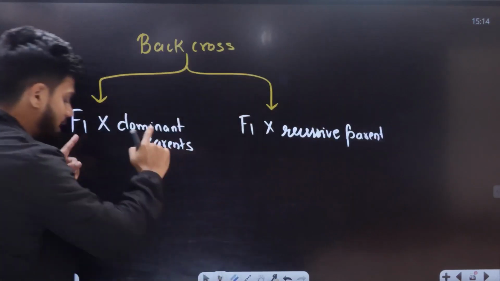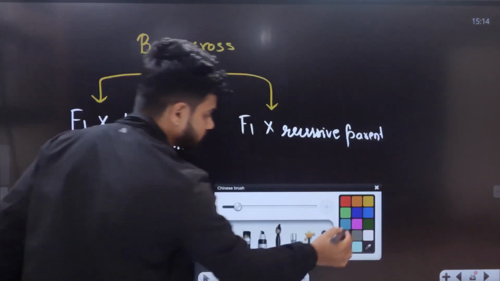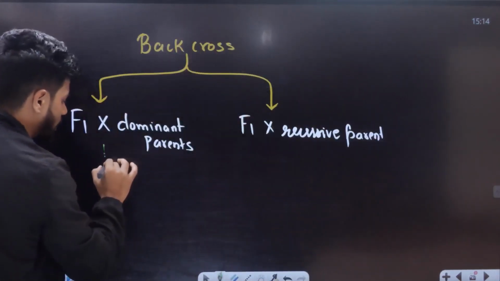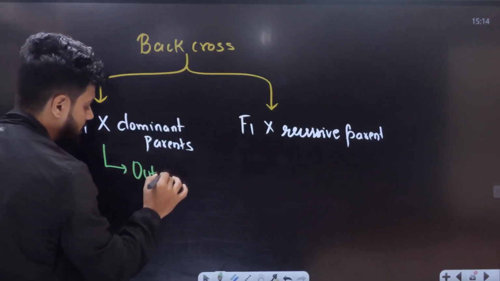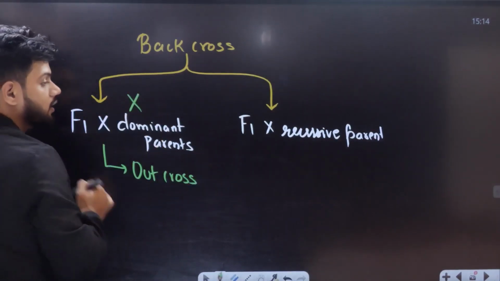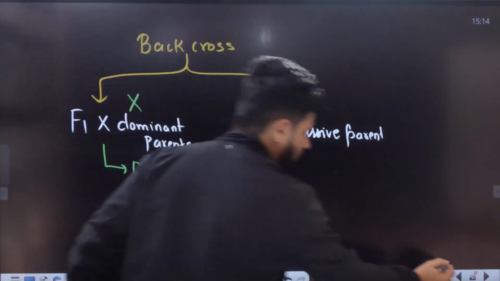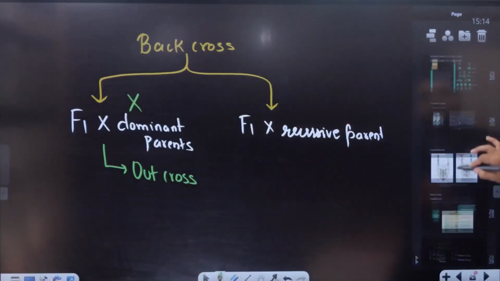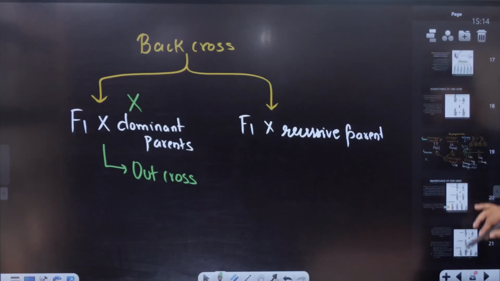Okay, such a type of cross is called your outcross. This right here is called your outcross. It is not given in your syllabus. You do not have this in your syllabus. Outcross is not there. When you take the F1 progeny, not really. Here, in this entire cross, we learned here, right?